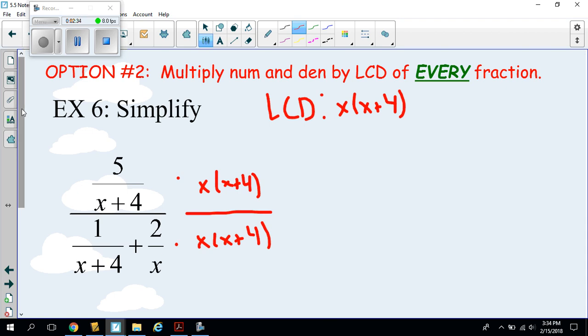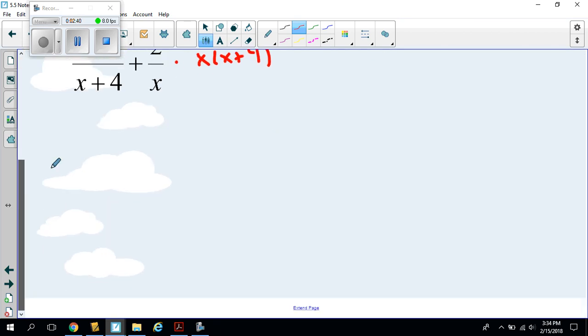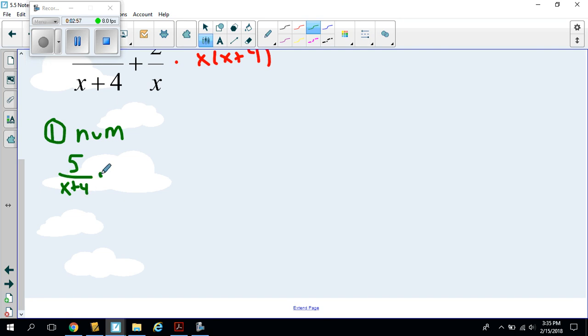So what we're going to do is take this step by step. So I'm going to talk about the numerator of our complex fraction first. I'm going to scroll down so I have enough room here. Okay, so let's talk about the numerator. I'm going to rewrite it so at least then we know what we have. The numerator of our complex fraction is 5 over x plus 4. And now that's being multiplied by our LCD, which is x times x plus 4.